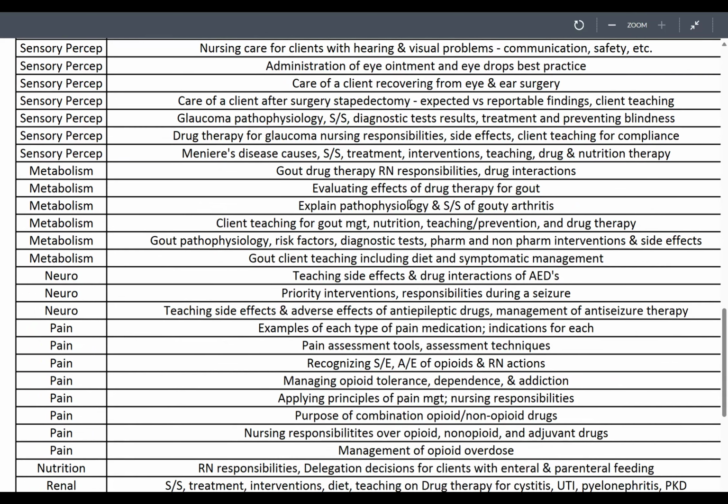So colchicine, allopurinol, pegloticase, and there's one more. Yeah, that's a NSAID. Yeah, I mentioned that. Okay.